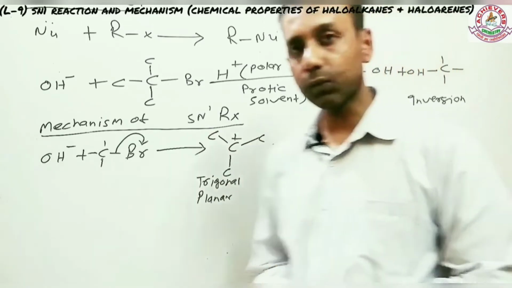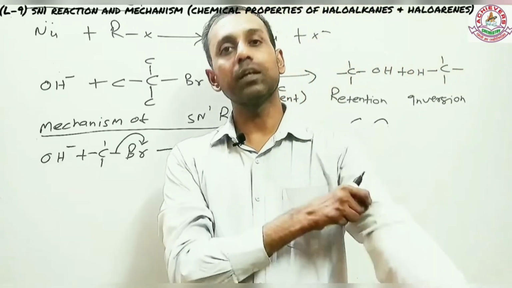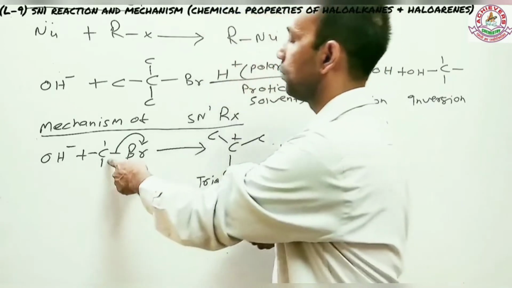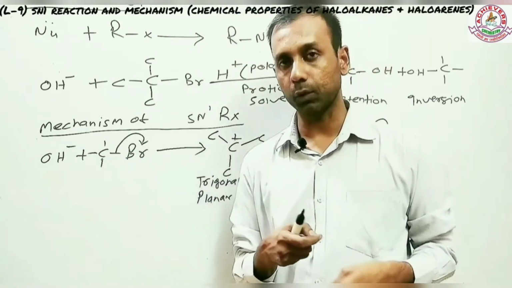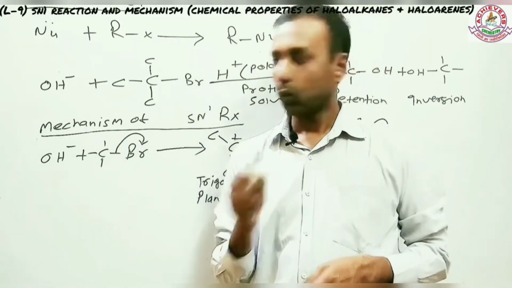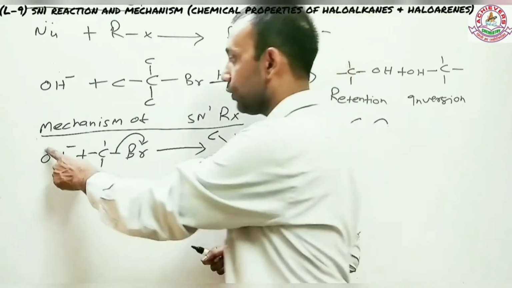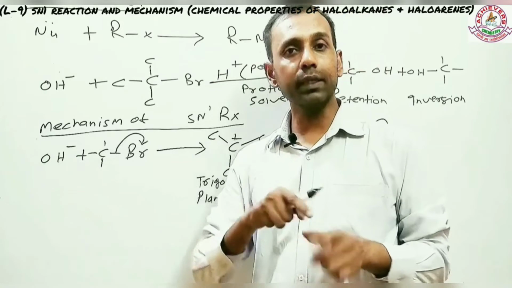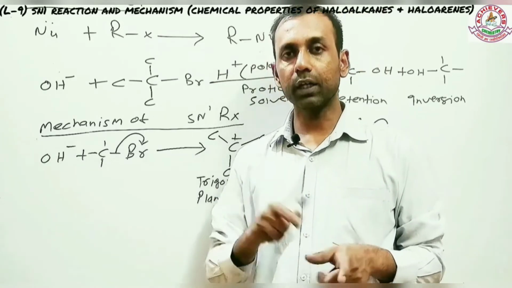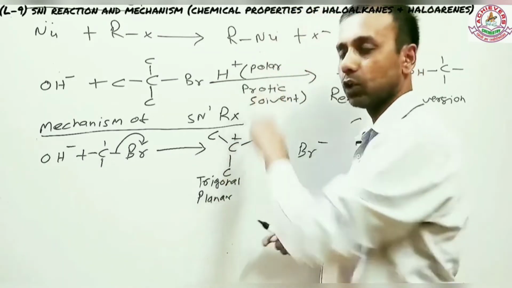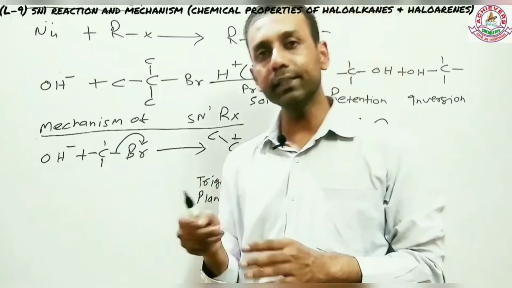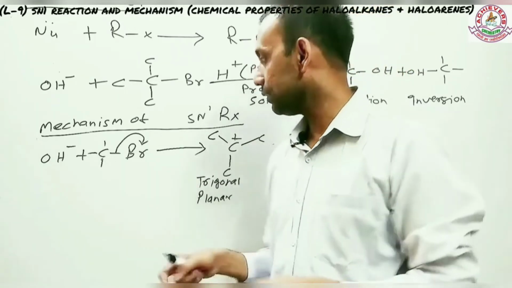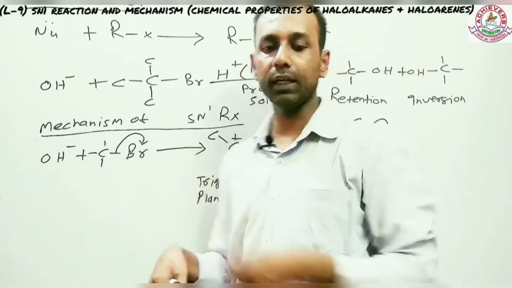Now there is a very important question: to break the bond between carbon and bromine, where does the energy come from? And there is the answer. When the attacking nucleophile interacts with water, with the polar protic solvent, some amount of energy is released, and that energy actually initiates the breaking of the bond between carbon and bromine.